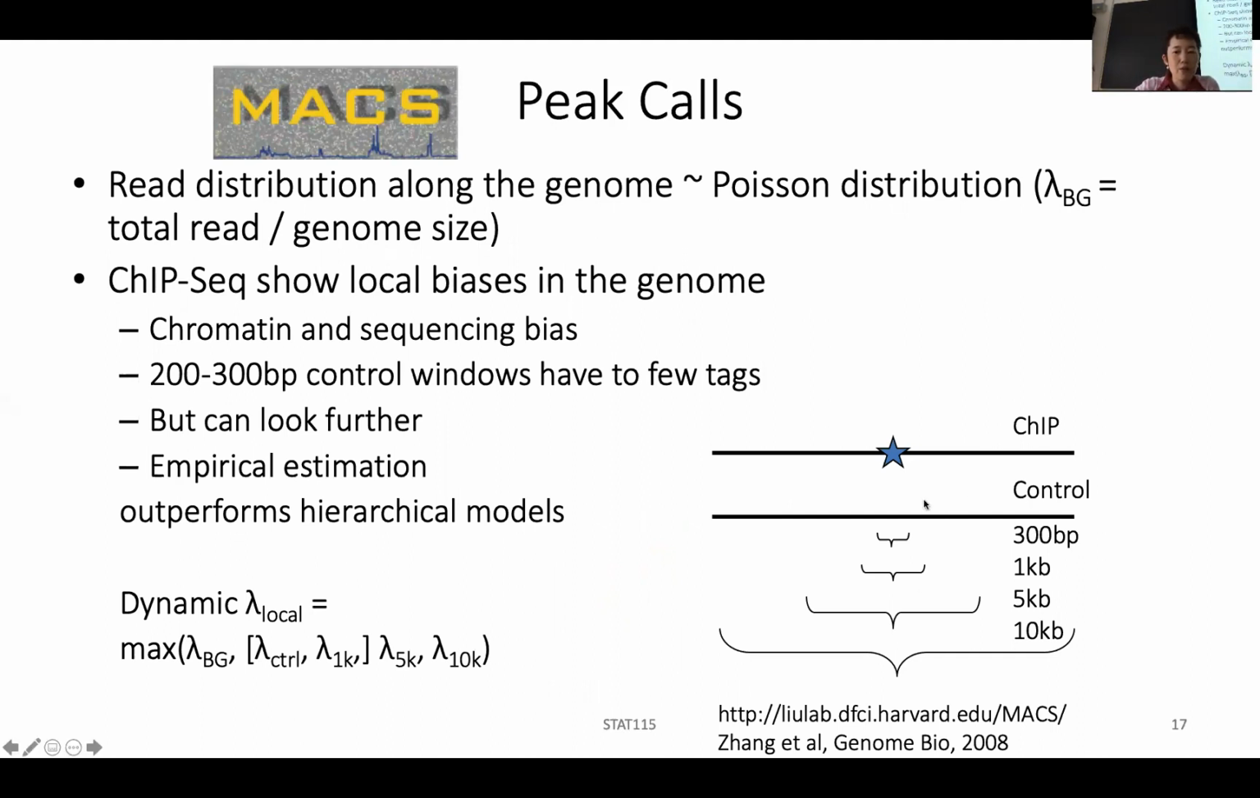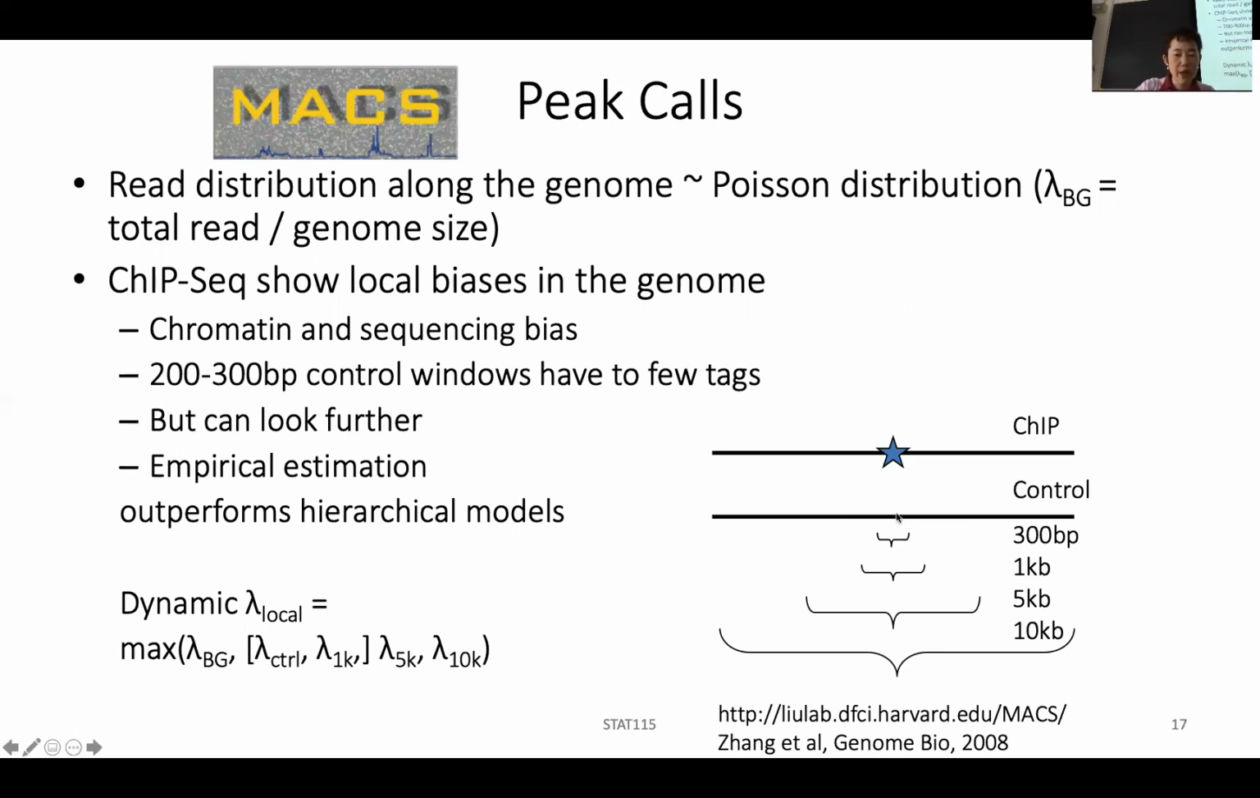Because if you try to estimate this type of local bias with only 300 base pairs, you can imagine in the early days when you only sequenced the genome for, say, 20 million reads, within 300 base pairs on average you only see 1 to 2 reads. So the parameter estimation on the background, on the input control, is very, very difficult.